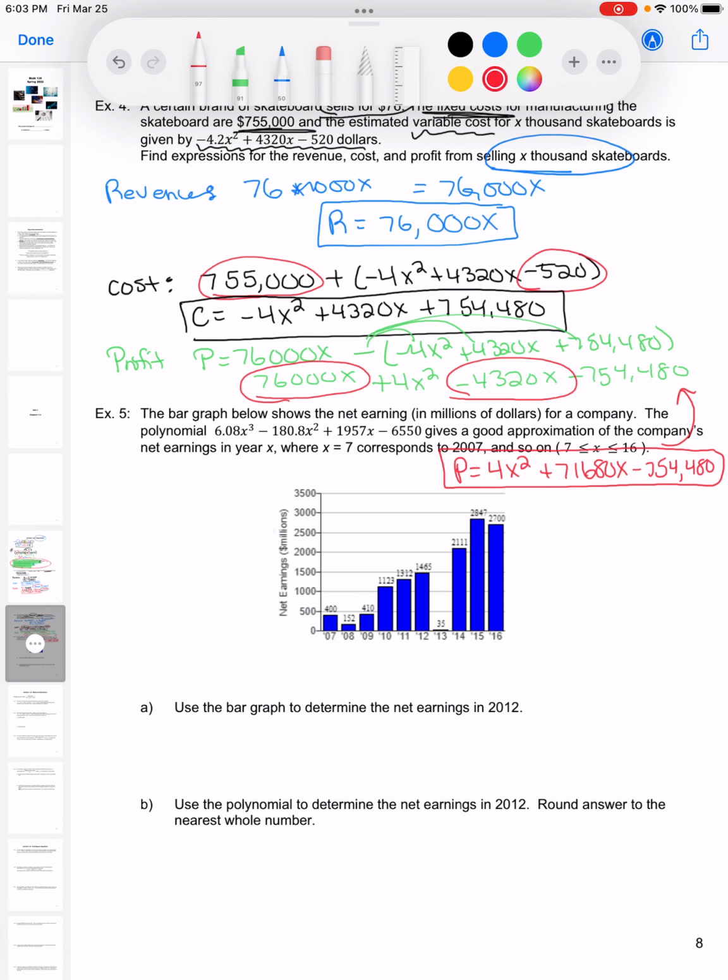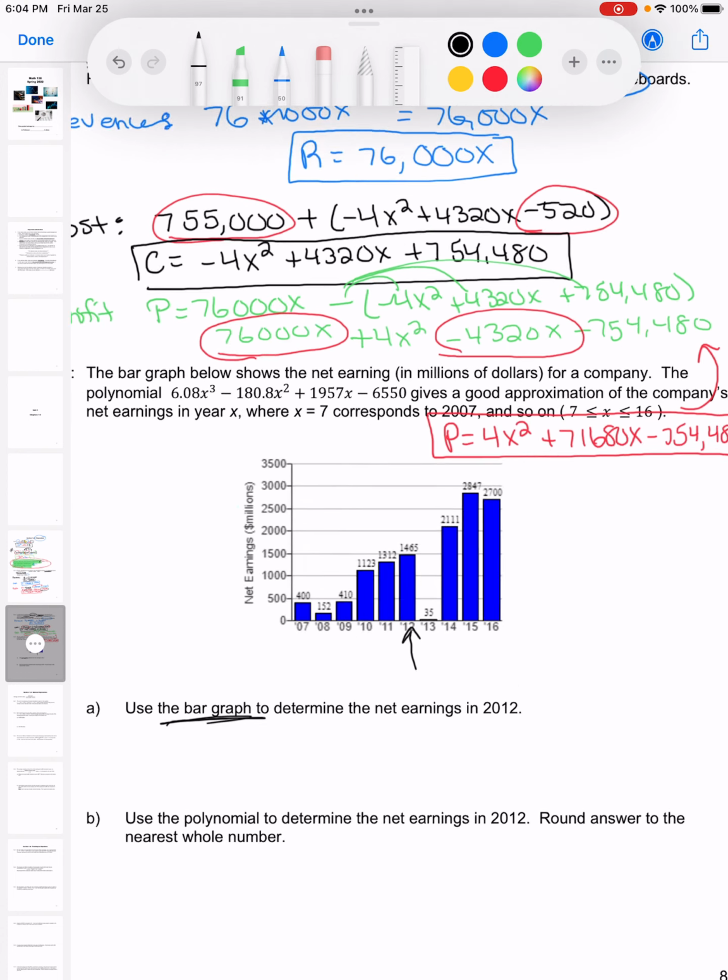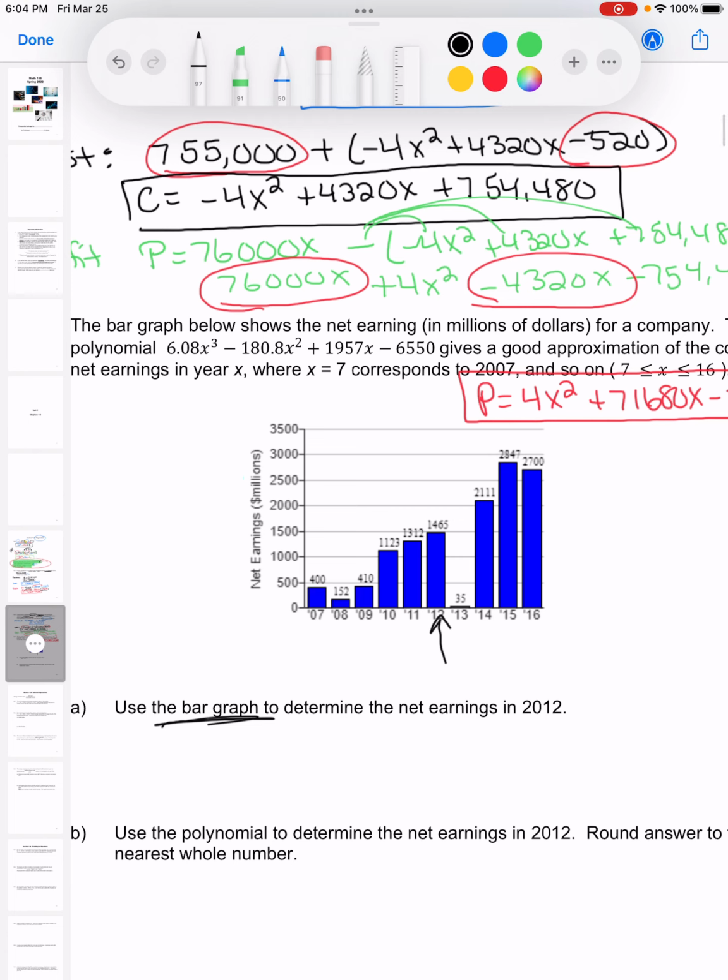Last example in 1.2, we've got this bar graph, and we're just going to read off the bar graph. For A here, it says use the bar graph to determine the net earnings in 2012. So 2012 is that bar right there. And I've got it written up here at the top for us, so it's easy to see. Units are super, super important. So I'm going to say that that's in $1 million, and I got that right there. They're in my units. I'm just going to include those down below.